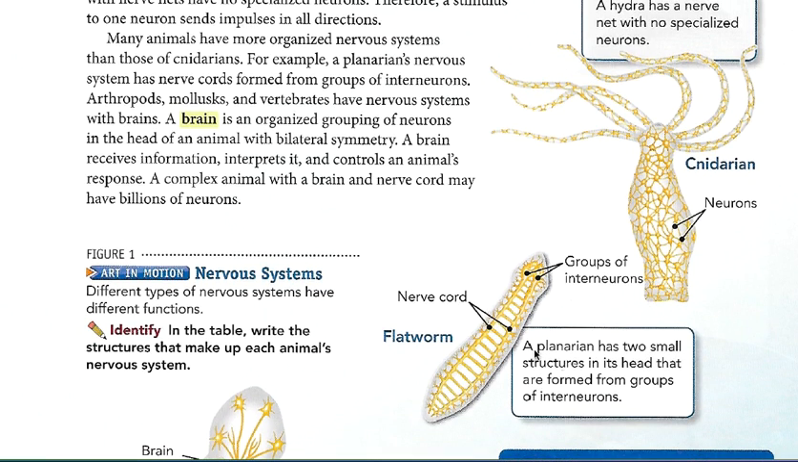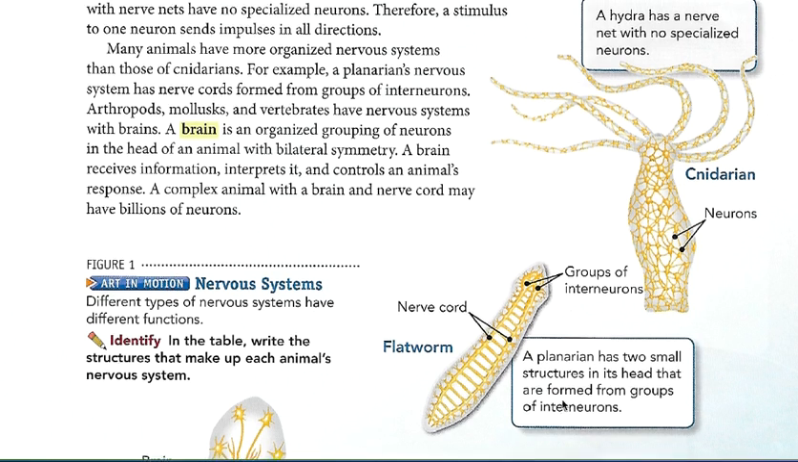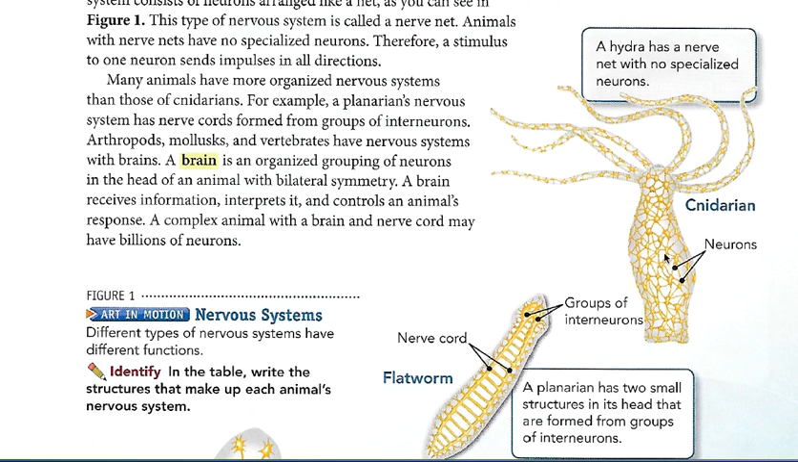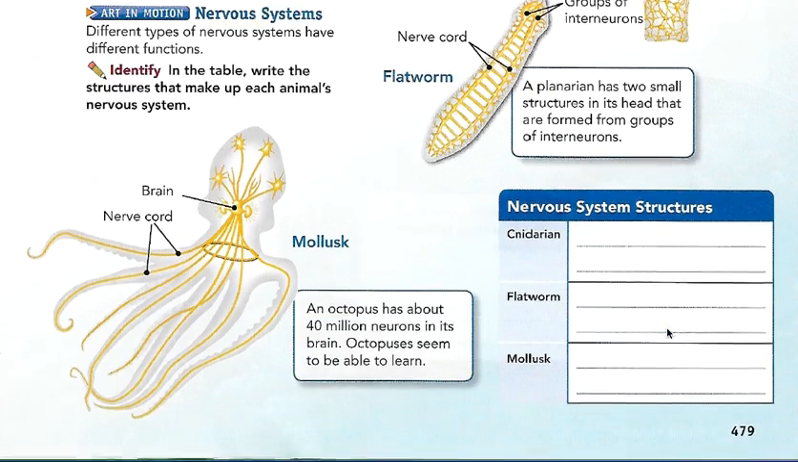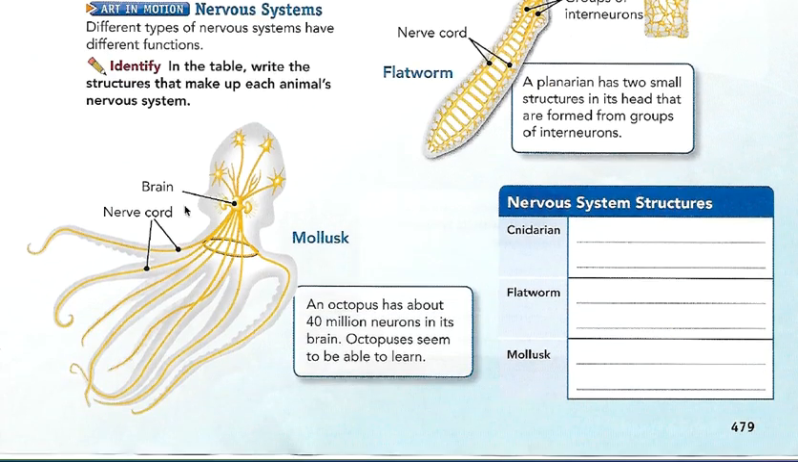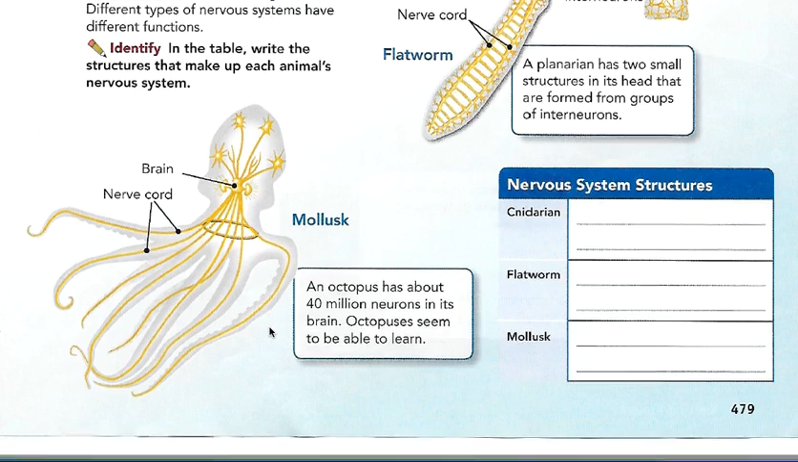So there you see a planarian, which is like a worm, basically a flatworm, has two small structures in its head that are formed from groups of interneurons. And there is an example of a cnidarian with a net-like nervous system. And there is a mollusk with a brain and a nerve cord.